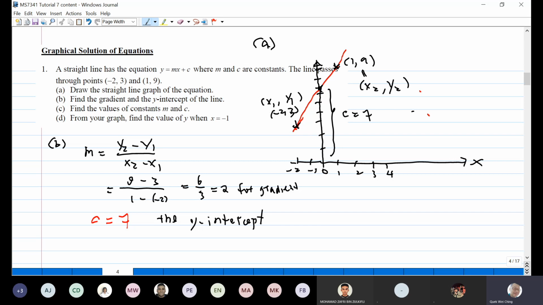Okay, the y-intercept: how to calculate the y-intercept is to put x equal to 0, then you can find out y. This is the C here.